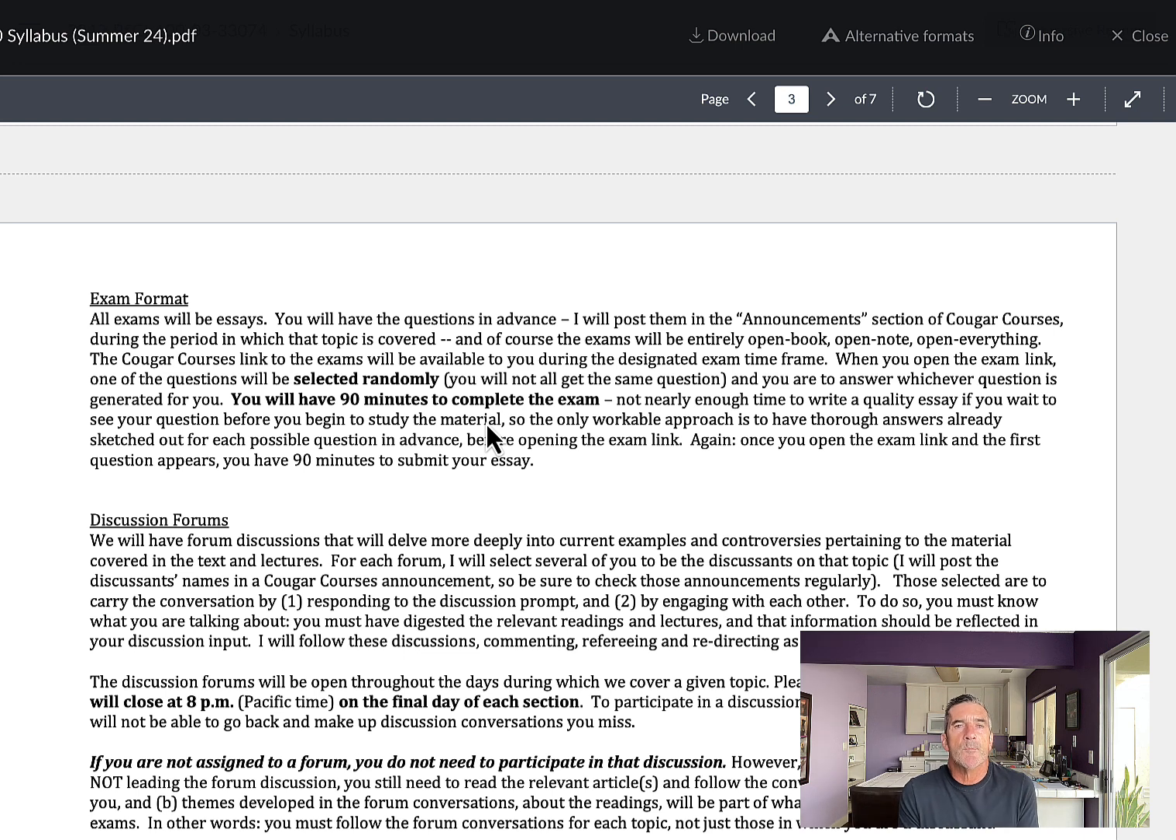The point of the exam is to show that you got the material, and the material is those four things: reading, text, lecture, additional reading, and forum conversation. But again, if you wait until you get your exam question, you've already started the exam, you see the actual question you're going to get. If you wait till then to try and begin thinking about it, there's not enough time to do a good job on that.